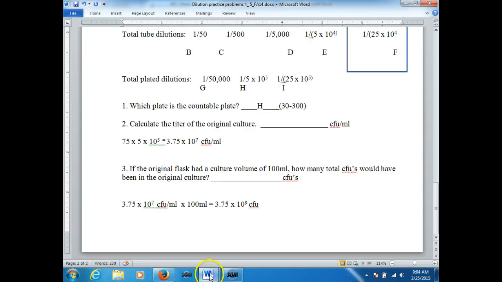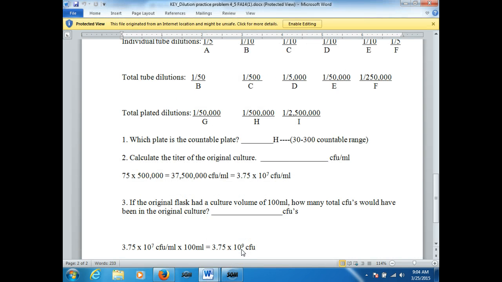Notice on my answer key that I posted for you on Blackboard, I didn't do any scientific notation in my calculations. I didn't do it until the very end. But keeping track of all those zeros can be very difficult, especially when you're handwriting. That's why I always suggest, as soon as you can, put it in exponents at least, maybe even scientific notation.